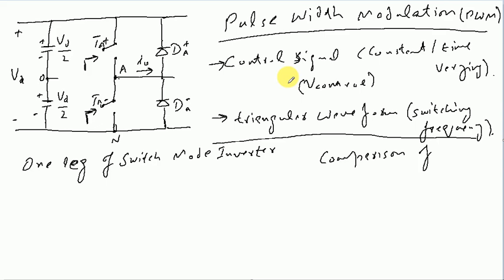In order to produce a particular type of output, for example sinusoidal or any other, the shape of the control signal should be the one which we want to produce at the output. So if you want to have a sinusoidal signal at the output, for that case we need to have the comparison of a sinusoidal signal with the triangular waveform. Let us see a representation of that.